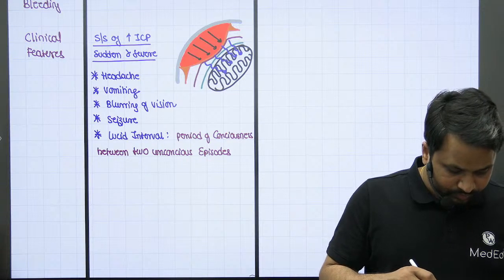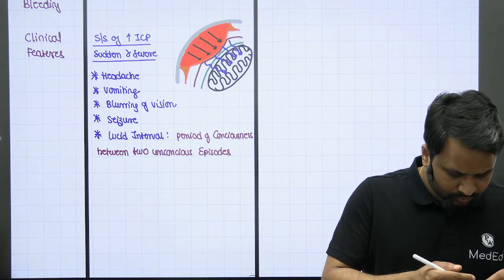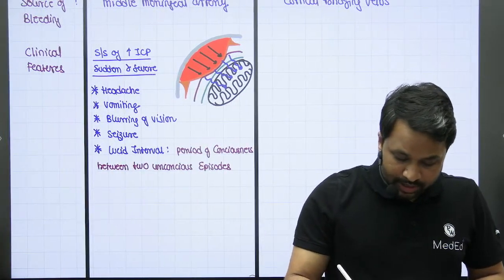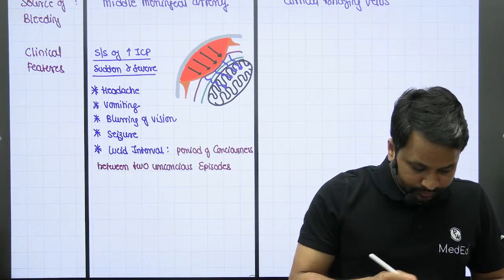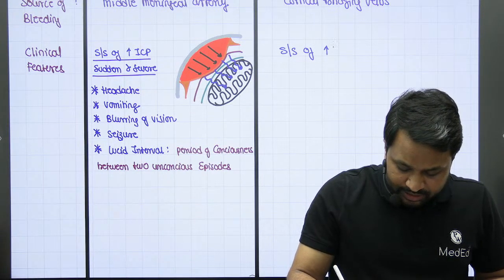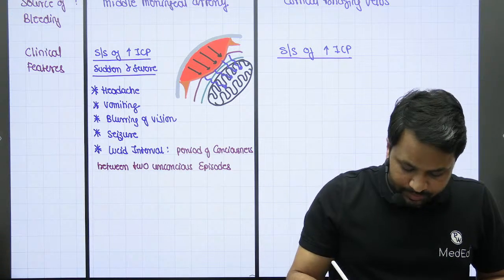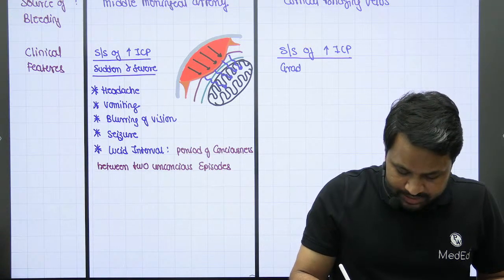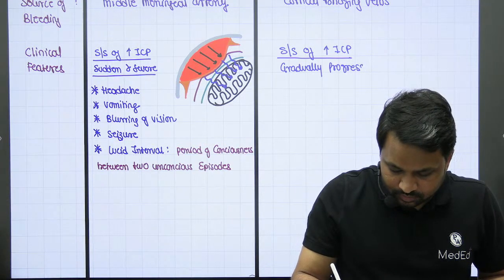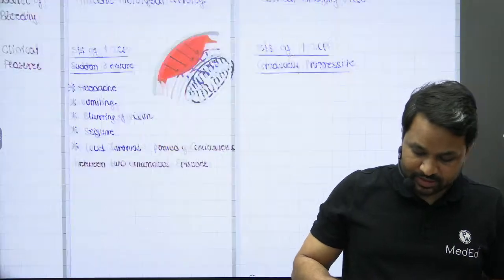Now, when you talk about it in terms of, sorry, subdural hemorrhage. Now, subdural hemorrhage will also have the signs and symptoms of increased intracranial pressure, but this time the patient will have gradually progressive symptoms.